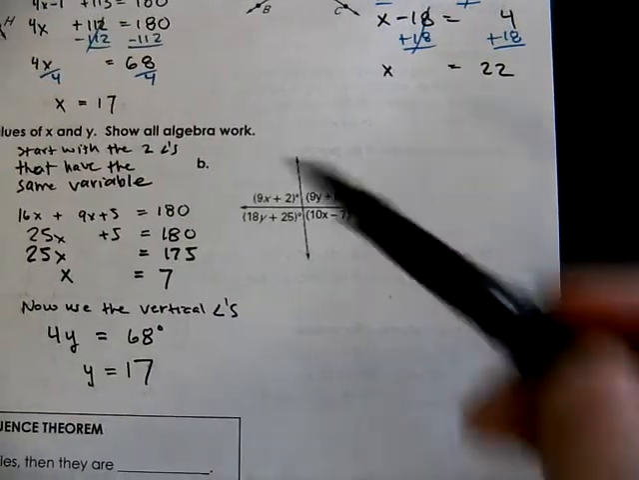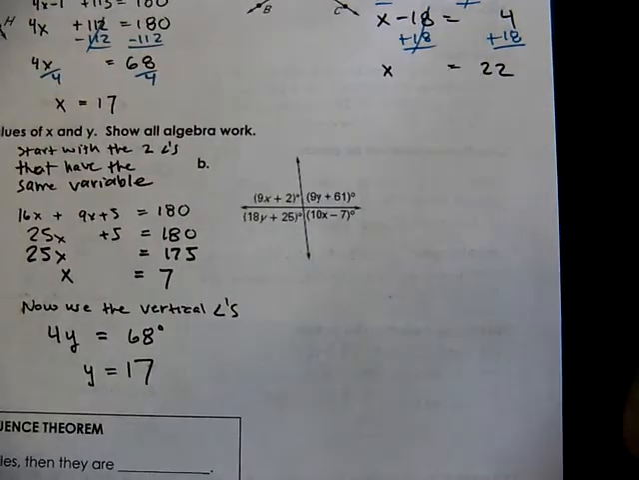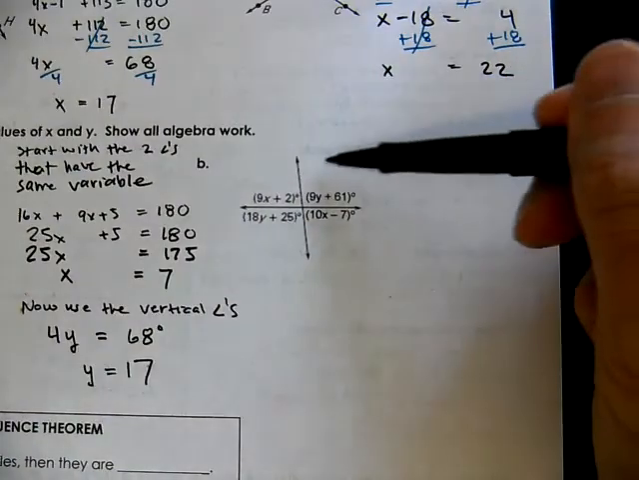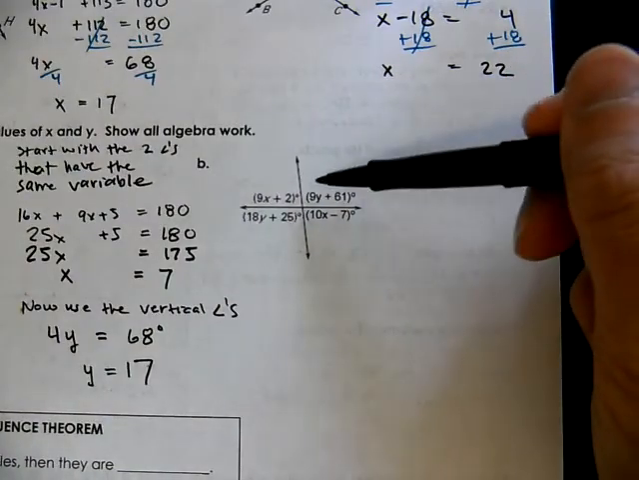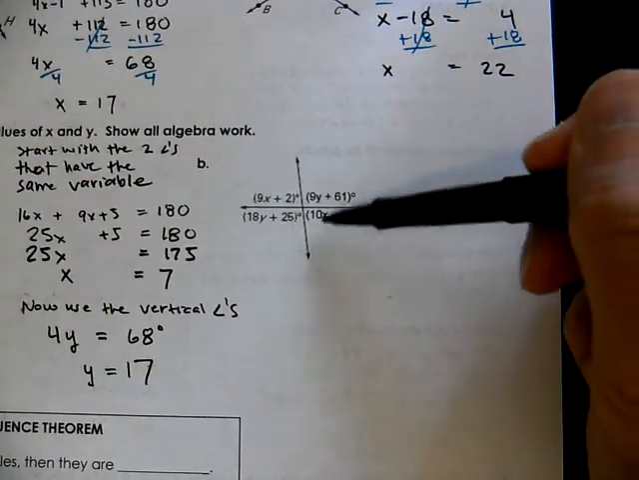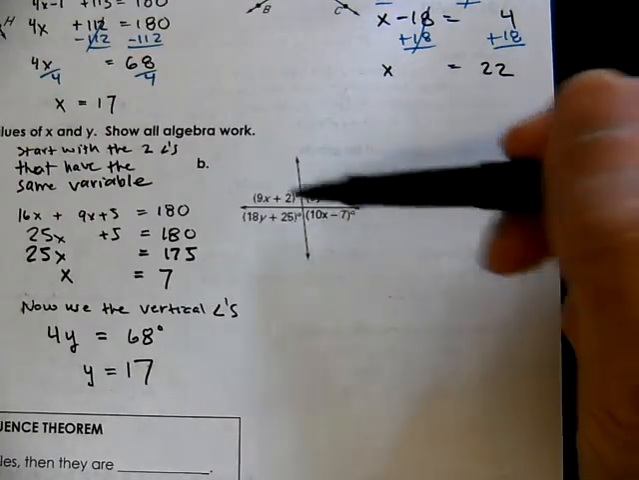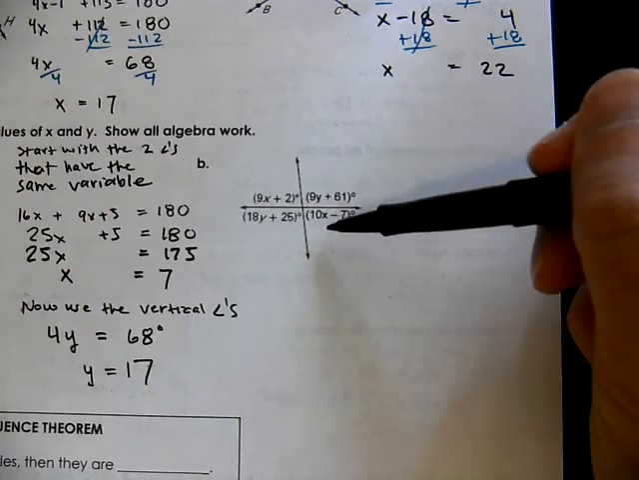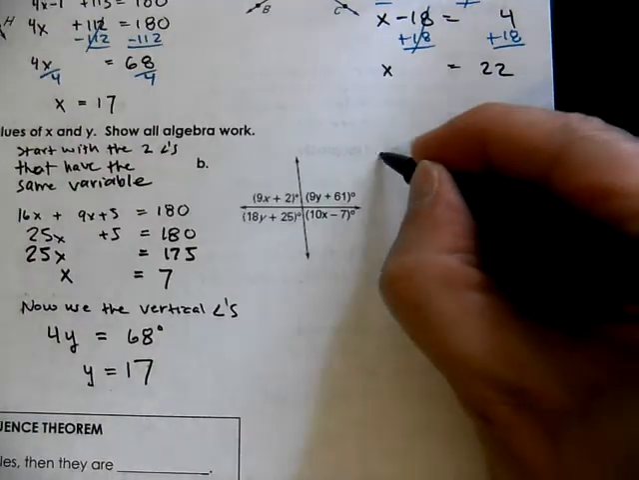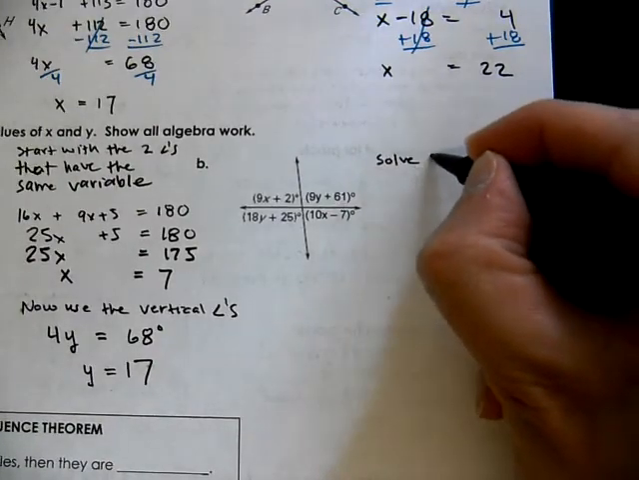Uh-oh, now we have all 4 angles with information. Okay, sort through it by finding 2 angles that have the same variable. This angle on the top left corner is an x. This angle on the top right corner is a y, so we don't want to use those 2. This angle on the bottom right corner is an x. We found a pair. Those 2 are x's, and they happen to be a vertical pair. So let's start by solving for x.